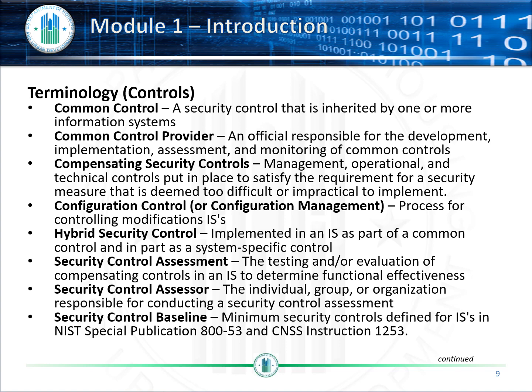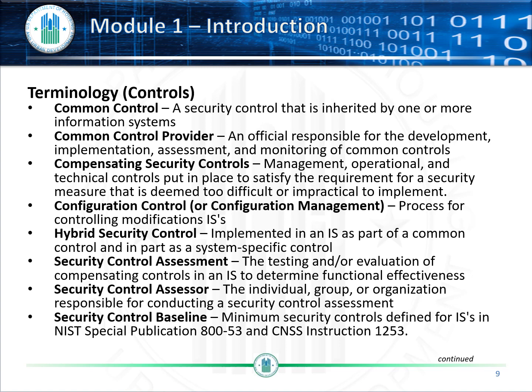Configuration control, or configuration management, is a process for controlling modifications to hardware, firmware, software, and documentation to protect the information system against improper modifications before, during, and after system implementation. Hybrid security control is a security control that is implemented in an information system in part as a common control and in part as a system-specific control.